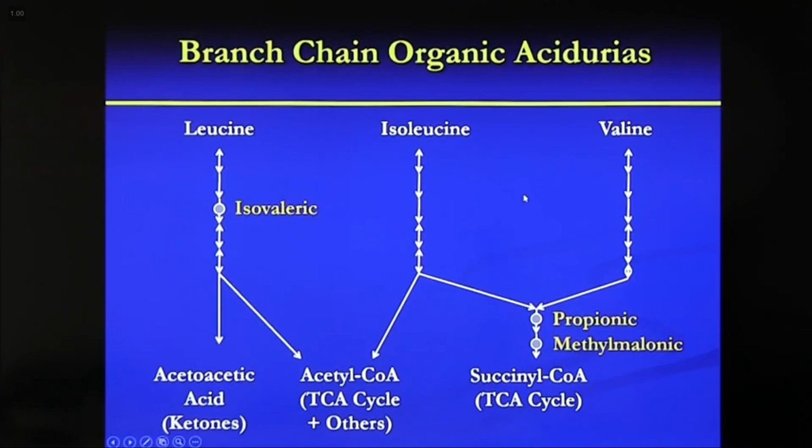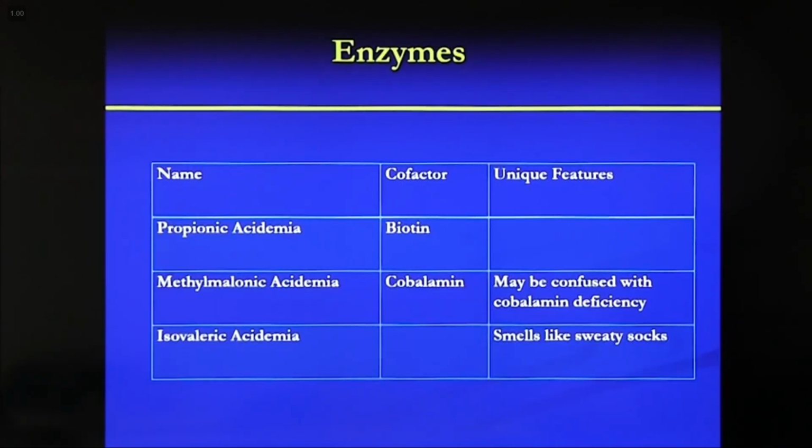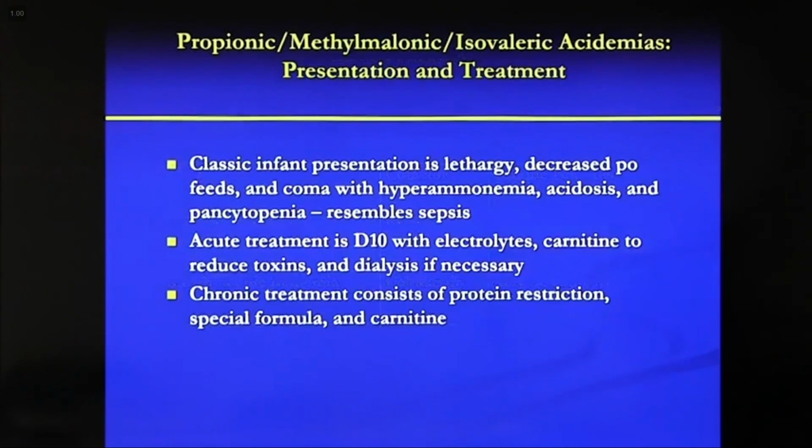And some of these intermediates, even if they're in high quantities, don't really cause problems. But in these particular cases, they do. Here are 3 of the enzymes seen in organic acidemias. Propionic acidemia, the cofactor for the reaction is biotin. Methylmalonic acidemia, the cofactor is cobalamin. This actually can be confused with cobalamin deficiency, but the symptoms are much more severe. Isovaleric acidemia apparently smells like sweaty socks. I think it smells a little different than that, but that's the classic description.